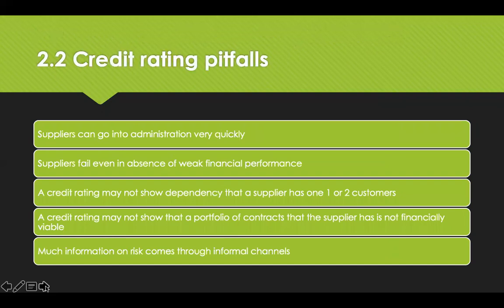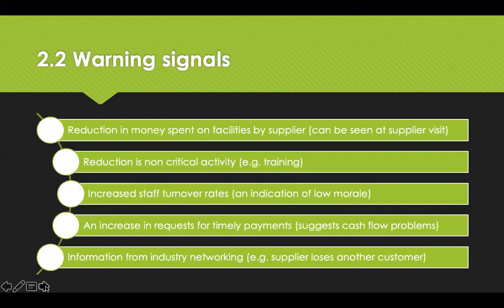But it's important not to solely rely on credit ratings for the following reasons. Suppliers can go into administration very quickly, and suppliers fail even in the absence of weak financial performance. A credit rating may not show dependencies that a supplier has on one or two customers, and it may not show that a portfolio of contracts the supplier has is not financially viable. And much information on risks comes through informal channels. So supplier early warning sign monitoring should include operational and qualitative considerations as well as the credit rating agencies.